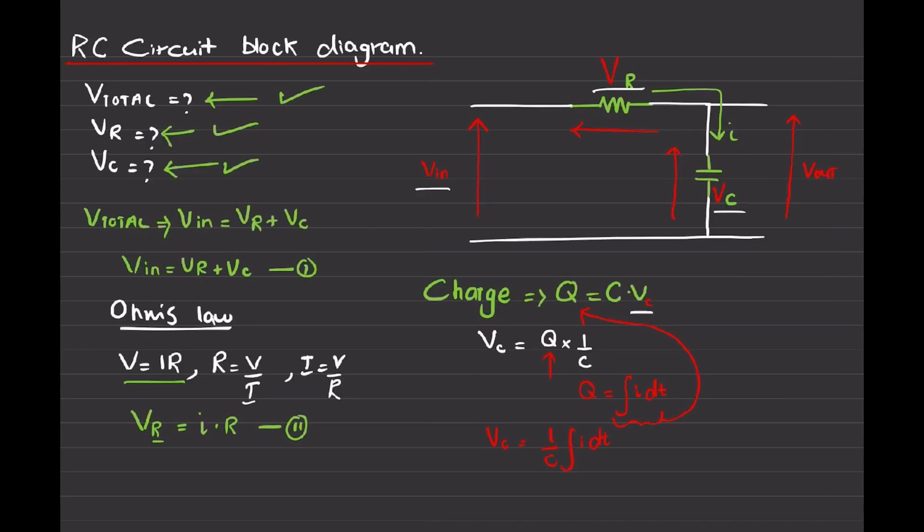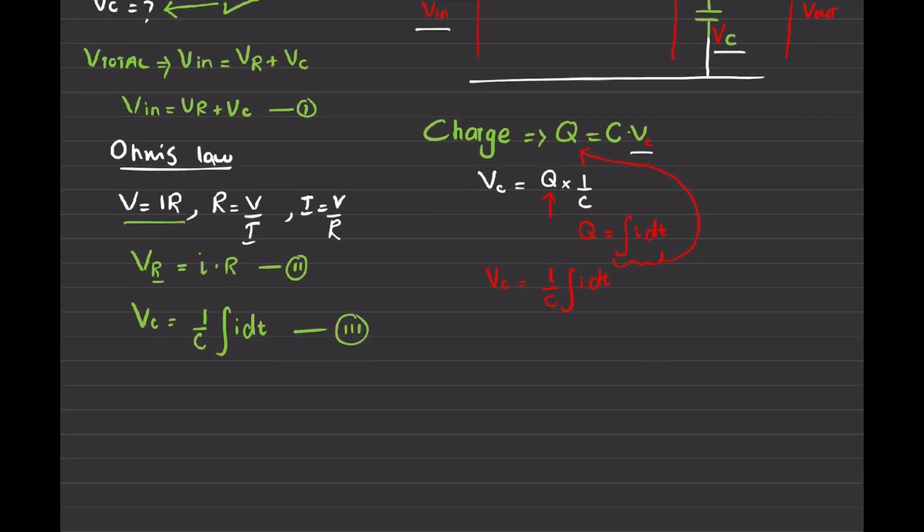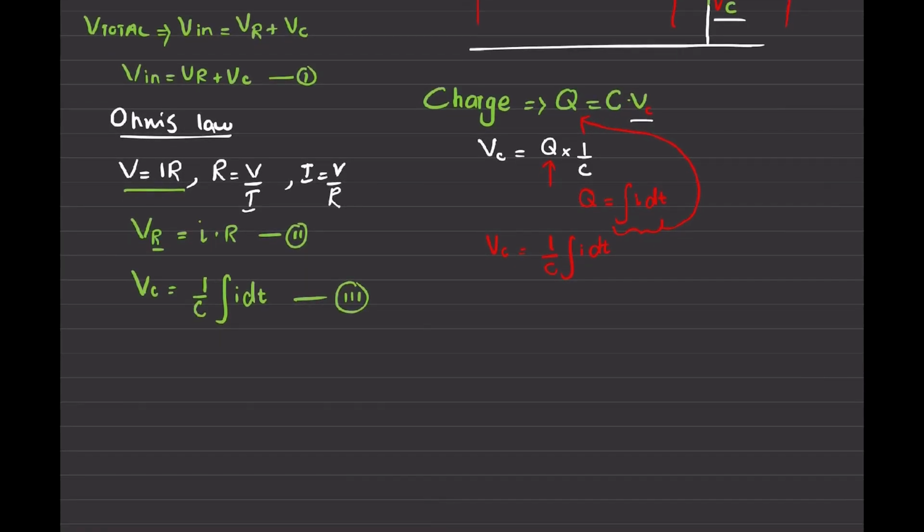Now I'm going to rewrite this equation here, and I'm going to say VC equals 1 over C integration of a current with respect to time. Now we've got our third equation ready as well, and we have all the equations, which are more than enough to draw the block diagram. So let's keep these equations here which we're going to use. I'm just going to underline them so it's much easier for you guys to understand what we're doing.